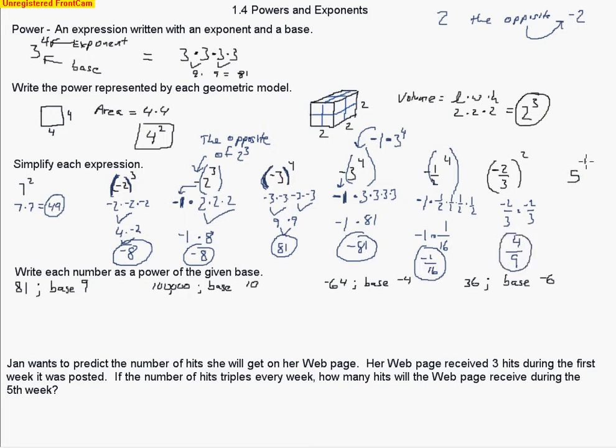Now, here we have a 5 to the first power. Well, what's that? Anything to the first power is just the number itself. 5 in this case.